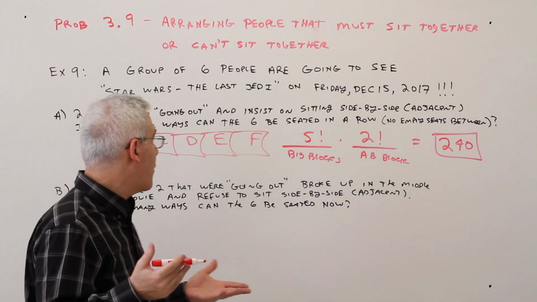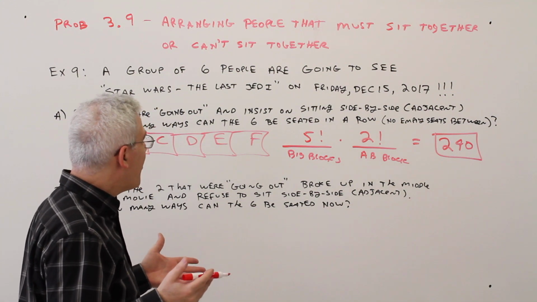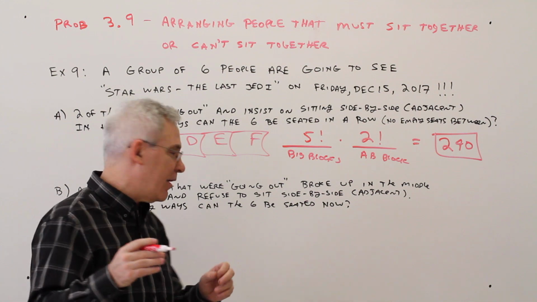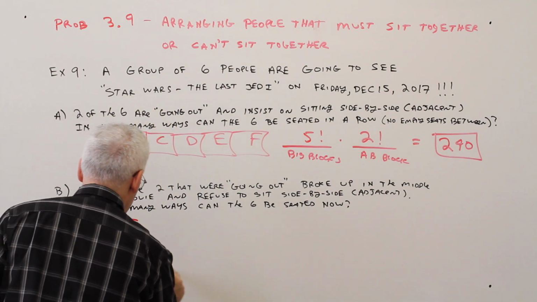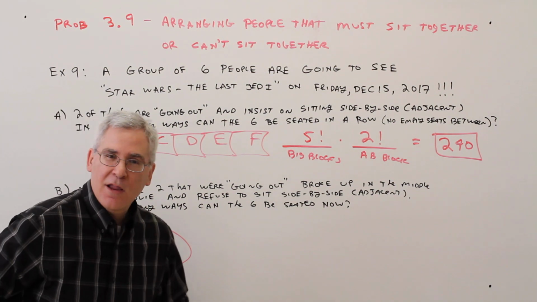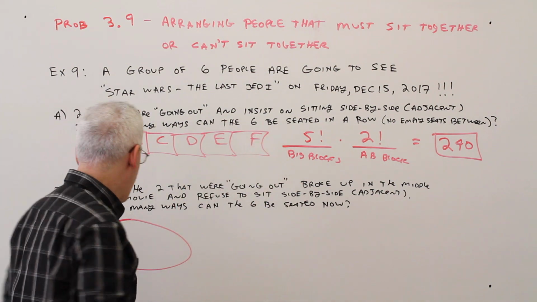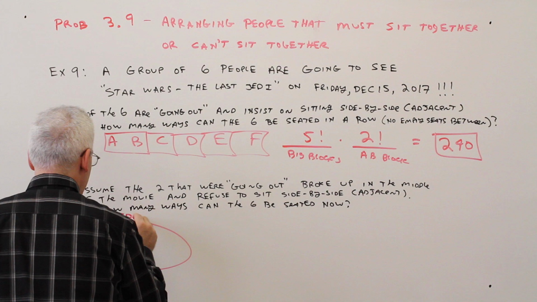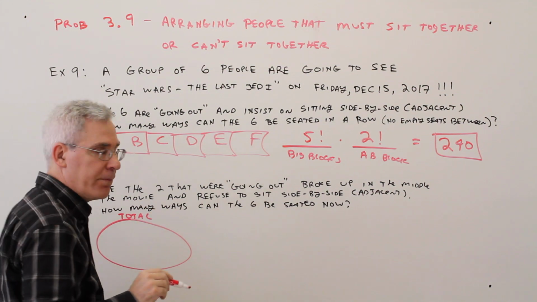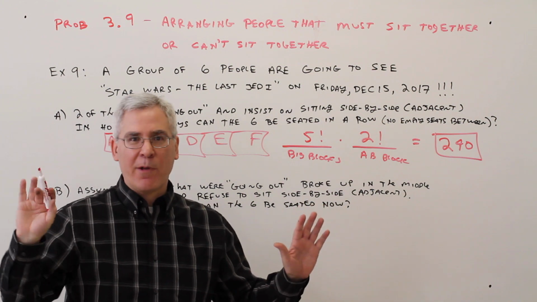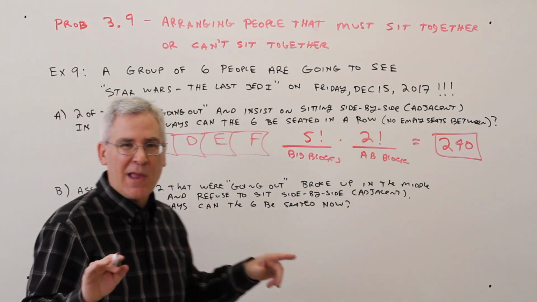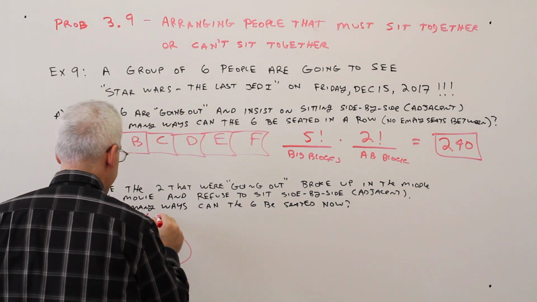Okay, so now I'm going to take a slightly different approach. I'm going to draw a set of all possible ways, so the total arrangements. Let's find out what the total arrangements are. Nobody worried about sitting anywhere. Well, there's 6 people, 6 factorial.